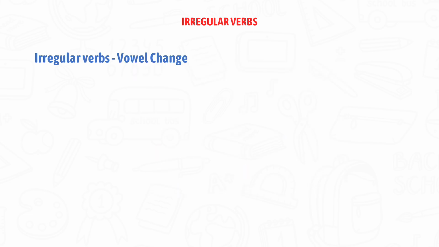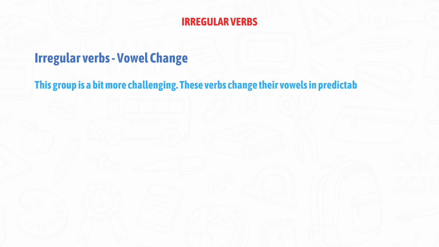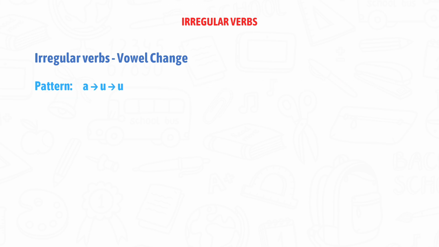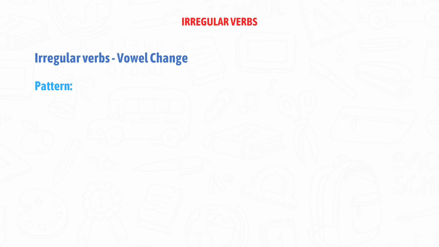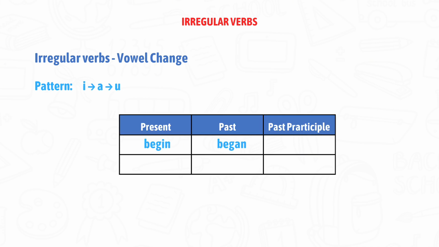Vowel change. This group is a little bit more challenging. These verbs change their vowels in predictable or unique ways. Pattern A, U, U: sing, sang, sung. Swim, swam, swum. Pattern I, A, U: begin, began, begun. Drink, drank, drunk.